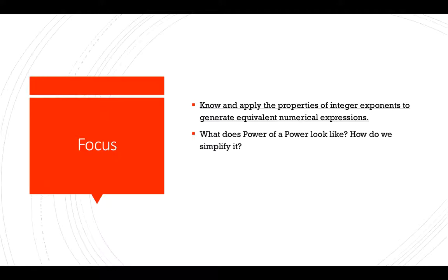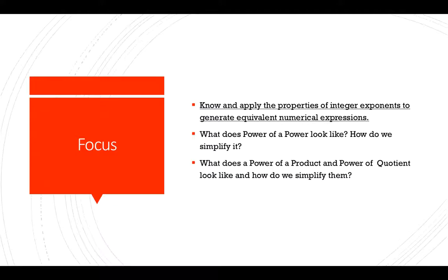In the previous lesson, we covered the product of exponents and quotient of exponent properties. This one is going to cover the power of a power property and the subproperties power of a quotient and power of a product. So we're going to touch on it by looking at what a power of a power looks like, how we simplify it, as well as looking at a power of a product and a power of a quotient and how to simplify them.